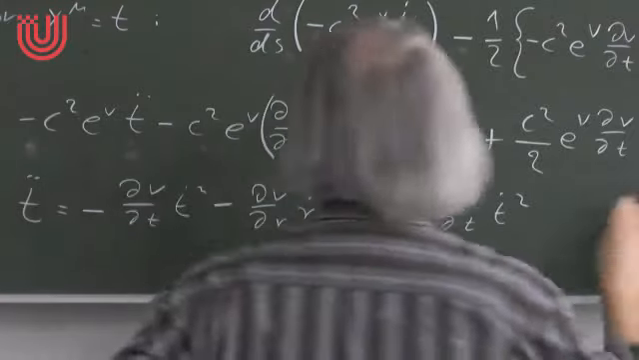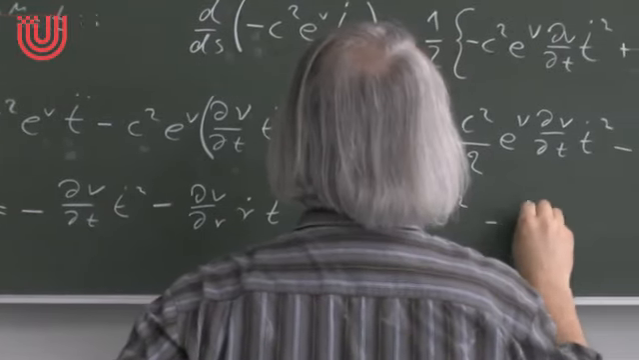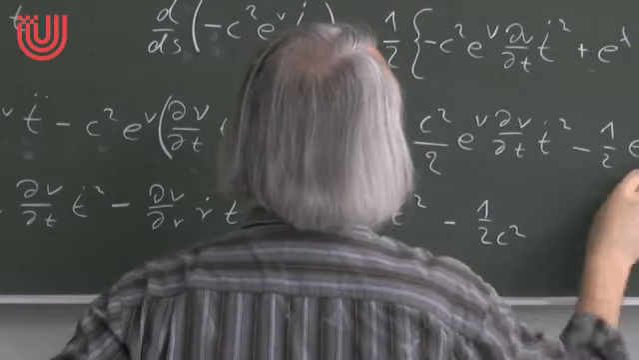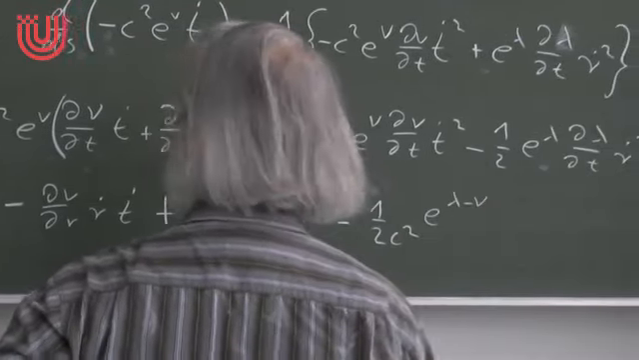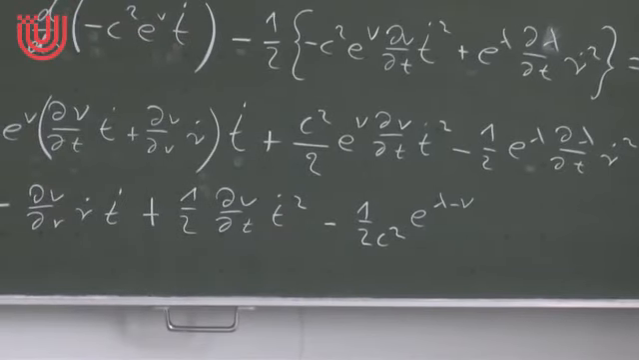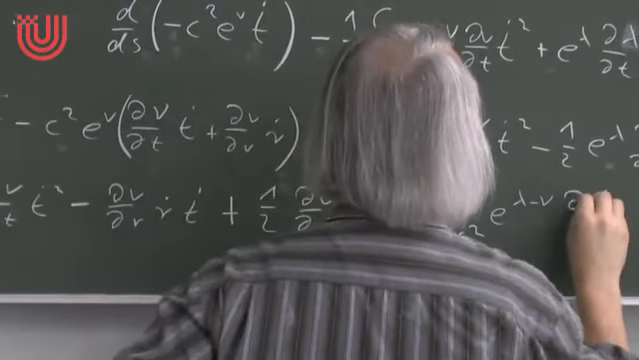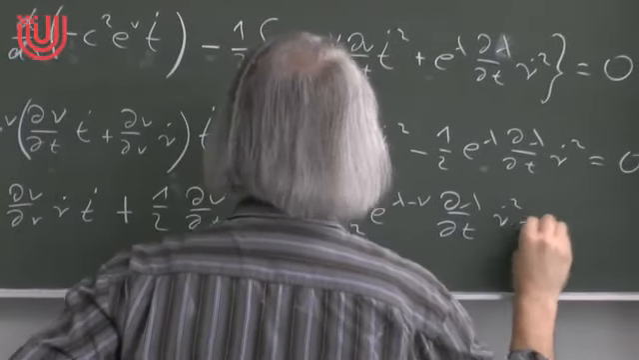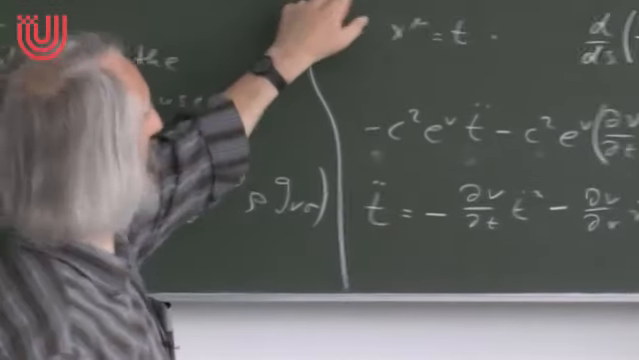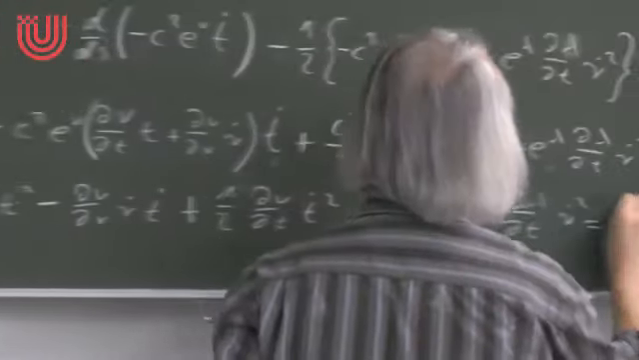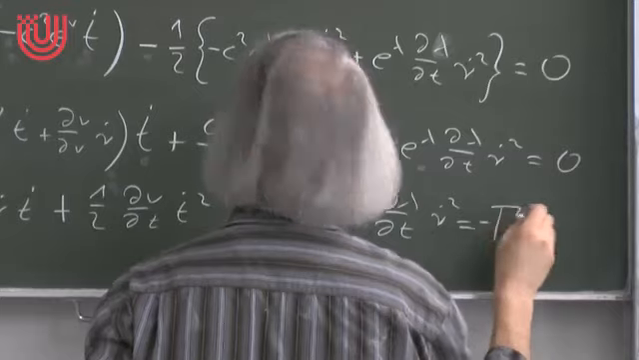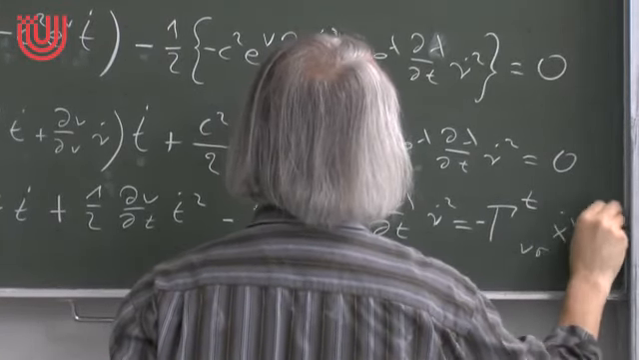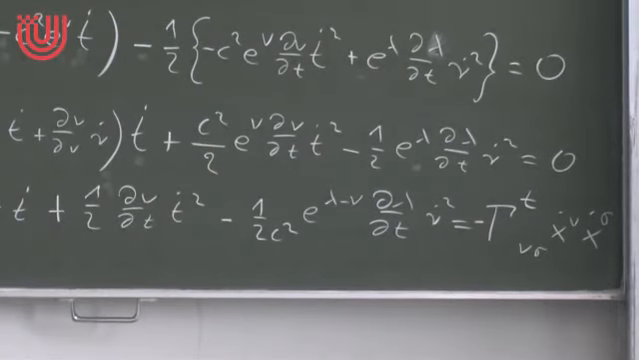And here I get what? Here I get minus 1/2 divided by c squared e to the λ minus ν. Yeah, because I divide everything by e to the ν. dλ/dt r-dot squared. And this must be, if I compare with this equation, this must be minus Γ^t_{σν} ẋ^ν ẋ^σ.